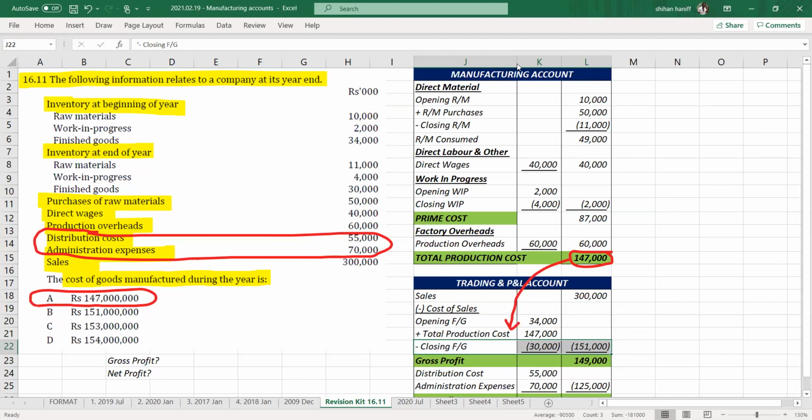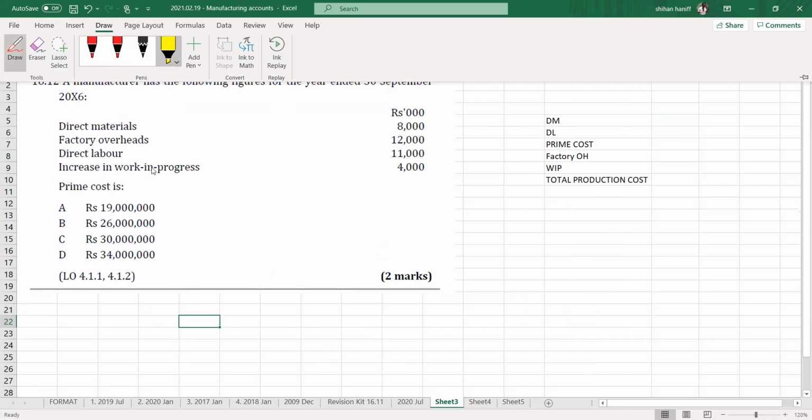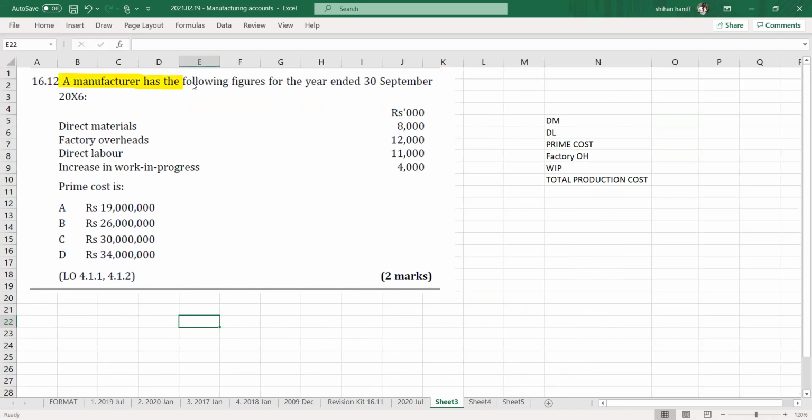Okay. Right. So let's move on to another MCQ question. Tell me the answer for this. What is the prime cost? The manufacturer has the following figures for the year ended 30th September 2006. What is the prime cost?